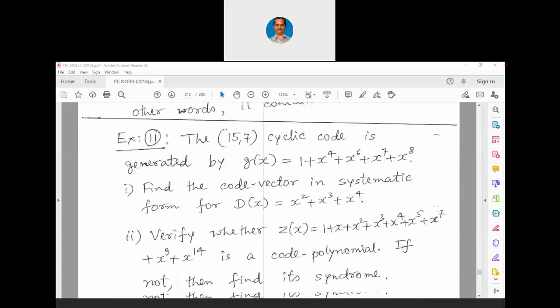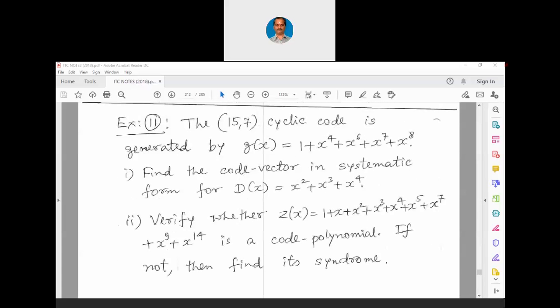Let us go to the second exercise now. The 15,7 cyclic code is generated by g of x equals 1 plus x power 4 plus x power 6 plus x power 7 plus x power 8. 15,7 means check bits are 8, data bits are 7. Generator polynomial is given here. It is asked, find the code vector in systematic form for d of x equals x square plus x cube plus x power 4.